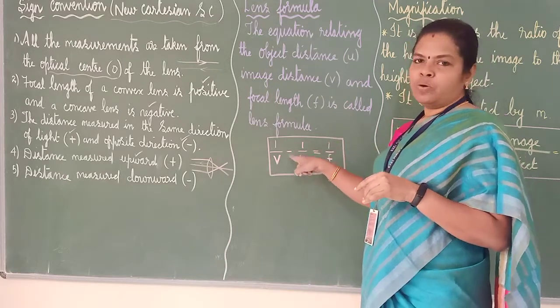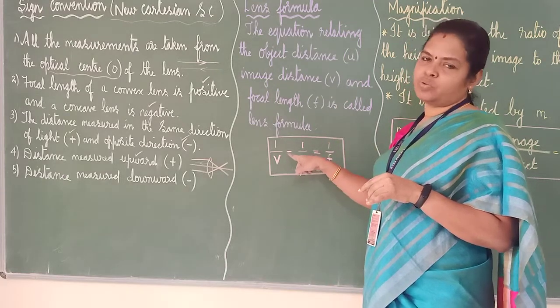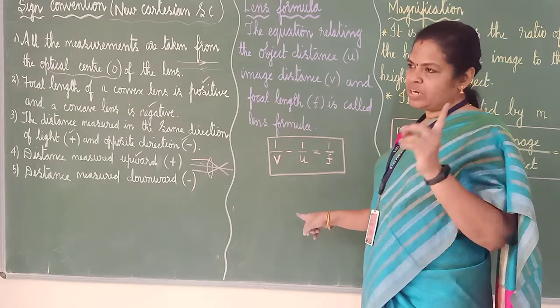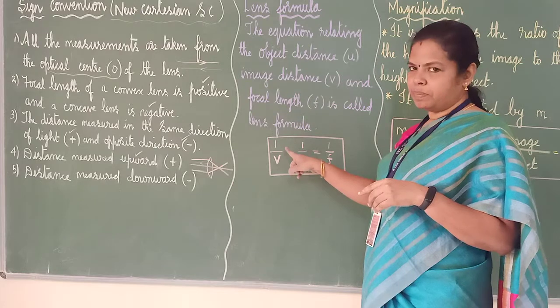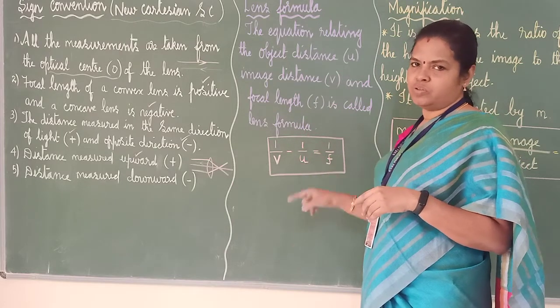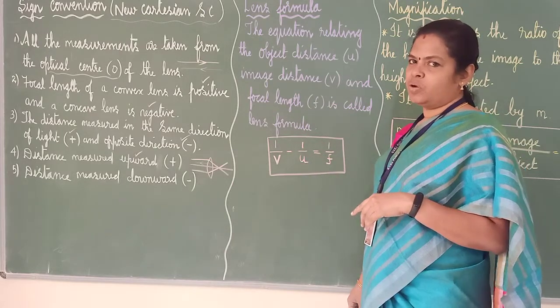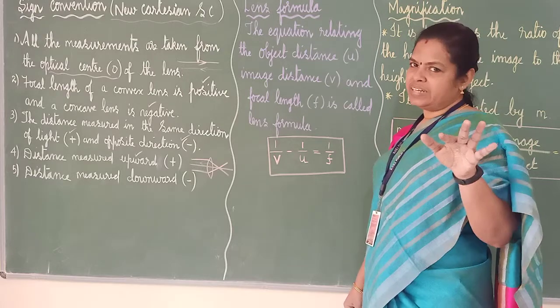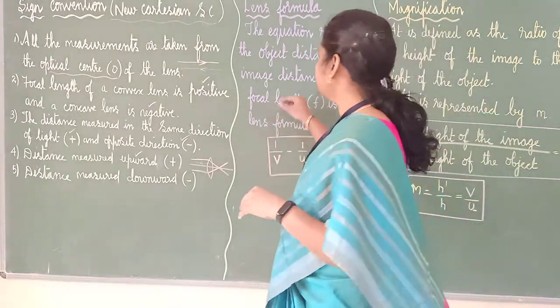Do you remember? 1 by V plus 1 by U is equal to 1 by F. But here the only difference is 1 by V minus 1 by U is equal to 1 by F. Okay, so keep this in mind. Mirror positive, lens negative.